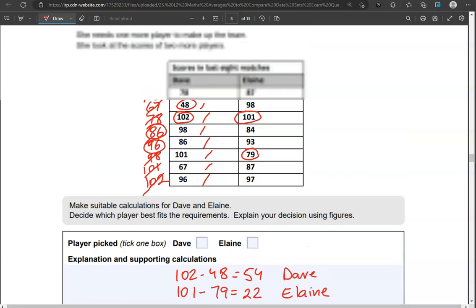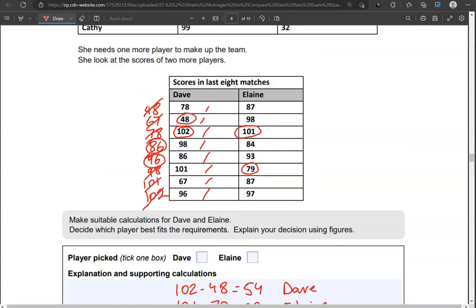For Elaine, looking at her scores, the lowest was 79. Then we have 84, 87, 87. We have 93, 97, 98, 101.